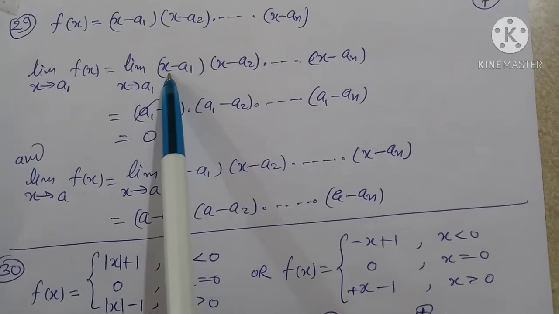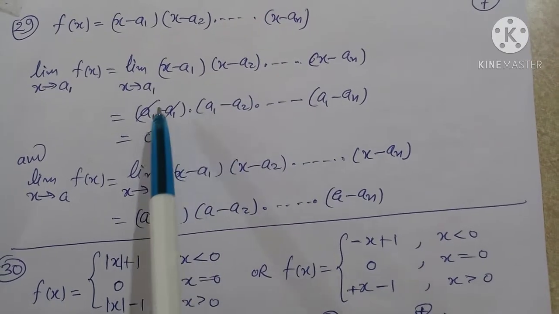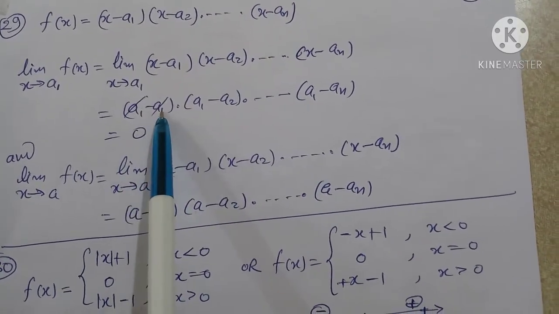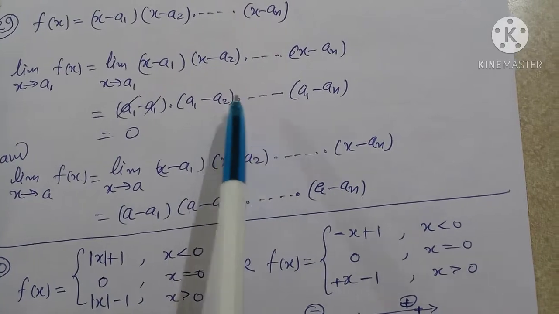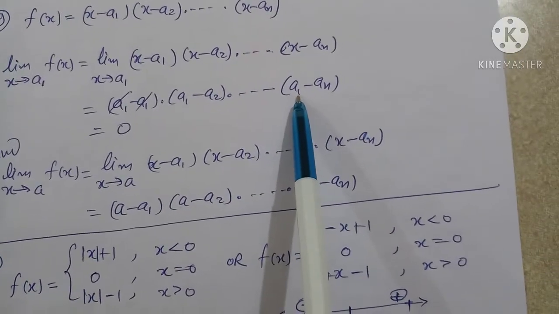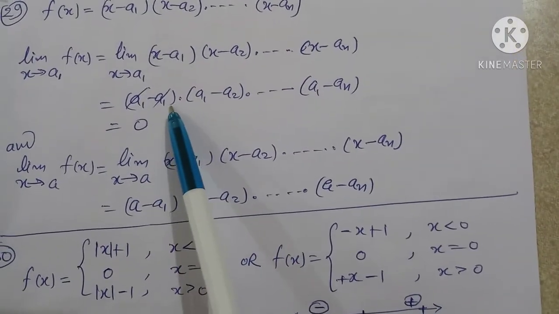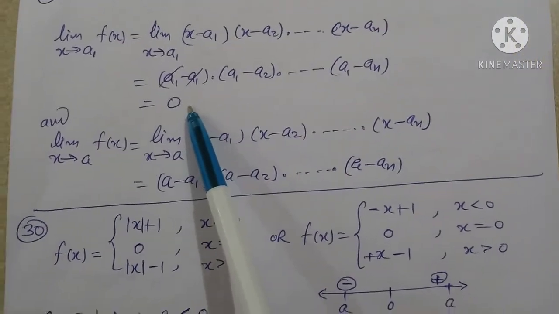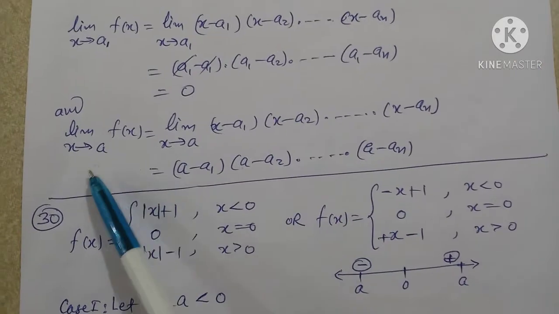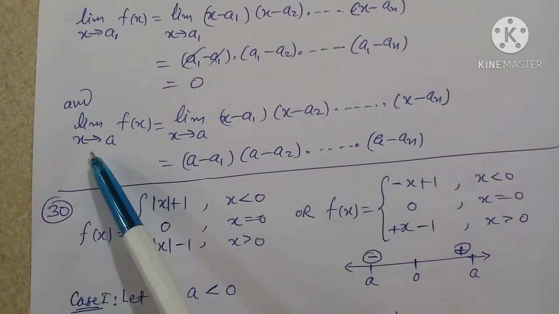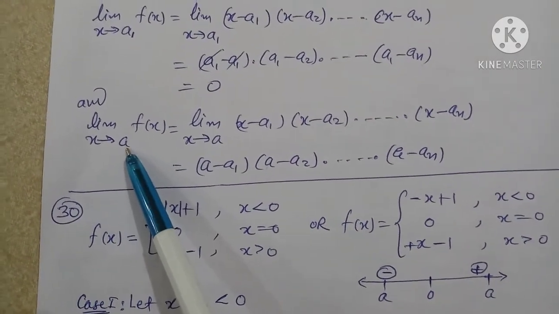It means x के प्लेस पर सब दूर a1 लिखना है. So a1 minus a1, here a1 minus a2, and last term a1 minus an. So a1 minus a1 is 0, so the whole term will be 0. This is the limit. And one more case, limit x tending to a of f(x).